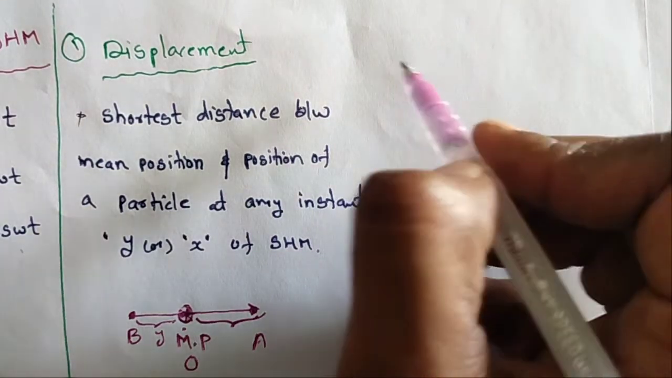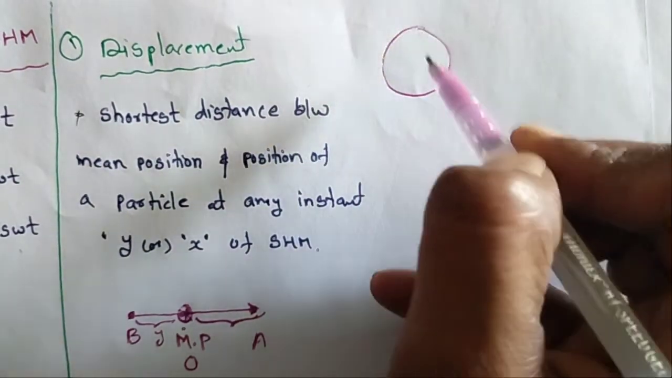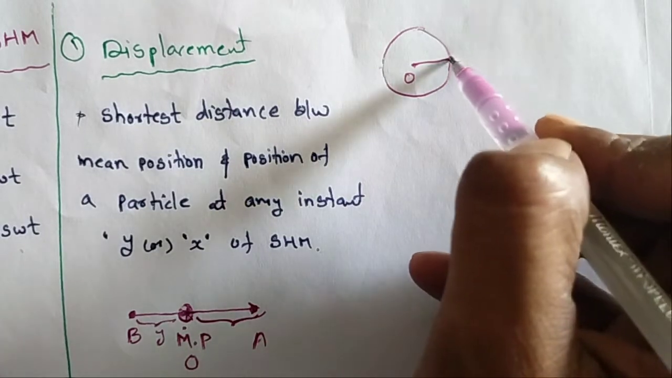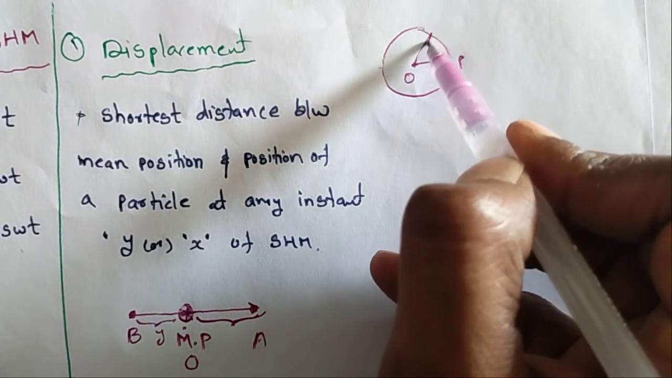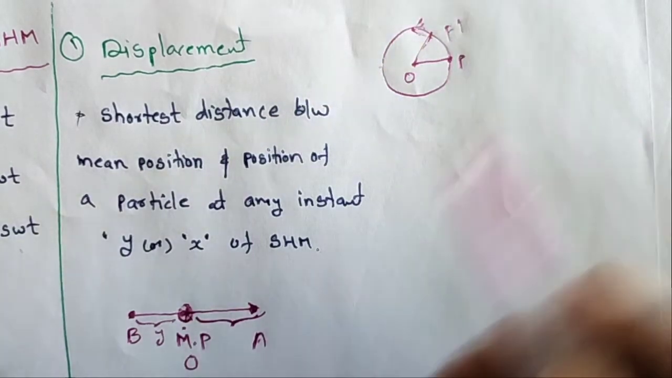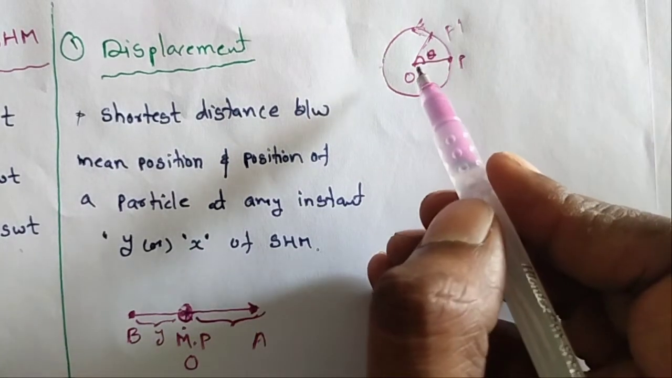In circular motion, the particle is moving on the circumference. This is a reference circle, O is the center. So one particle is there. The particle reaches another point, moving in the anti-clockwise direction. This is P dash, making angle theta. We know that very well, we can take the triangle.